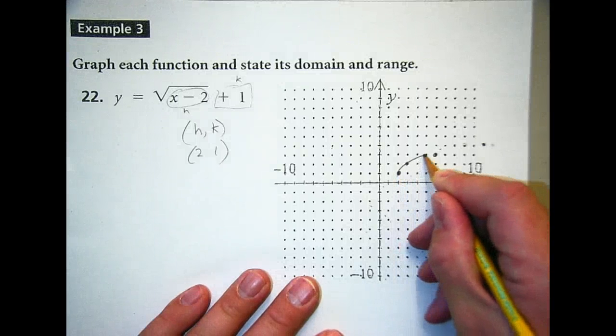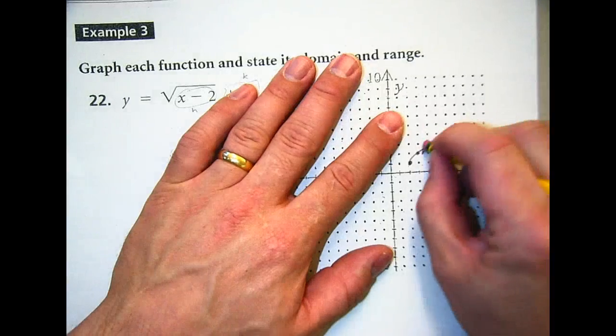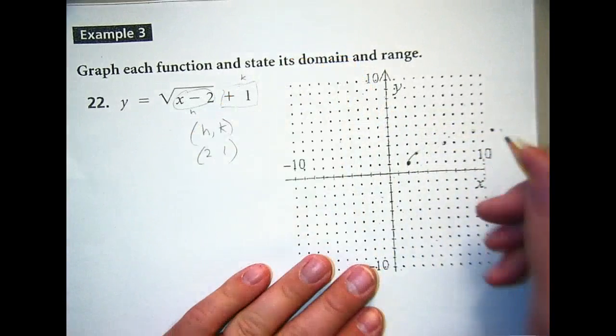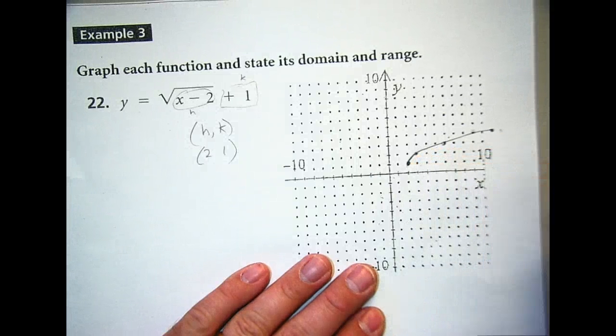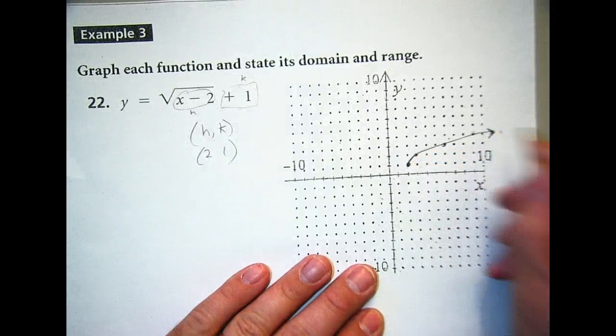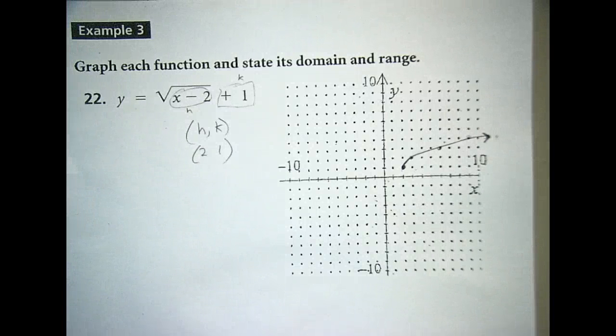Okay, and since we're only graphing the positive portion, we only graph the top. We don't graph the bottom. Get your arrow on it. Is that a function? Yes, it passes the vertical line test.